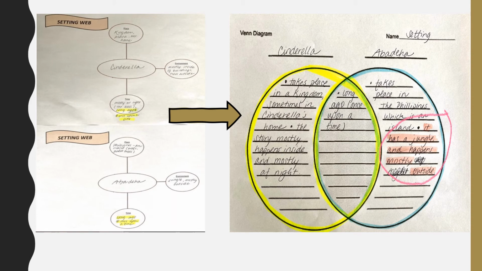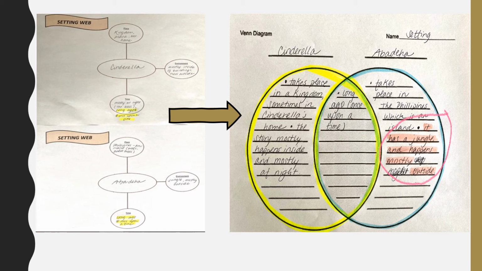After I filled out my setting webs for both Cinderella and Abba Henna, I did exactly what we've been working on. I highlighted the parts that were the same. And when I looked at it, the only thing that was the same was that it happened long ago. So that's what I put in the middle of my Venn diagram. Of course, on the sides, it's all the things that happened to Cinderella, and then the other side is all the things that happened to Abba Henna.